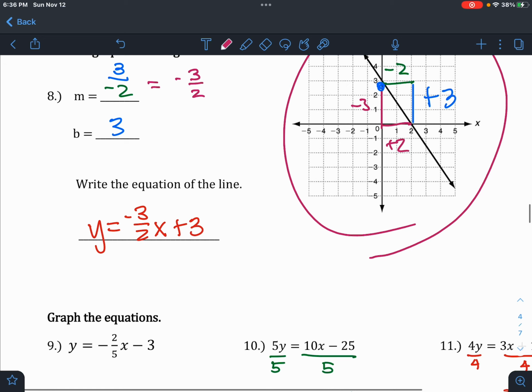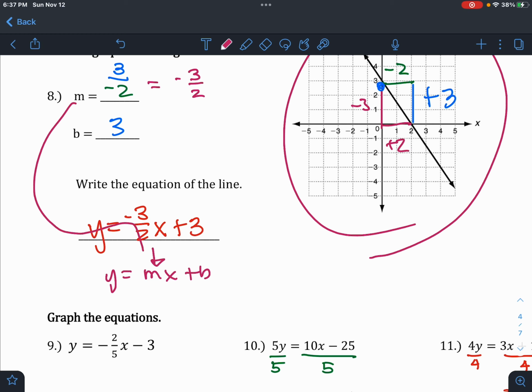So then I can write it in y equals mx plus b, because we know the slope and we know the y-intercept, right?